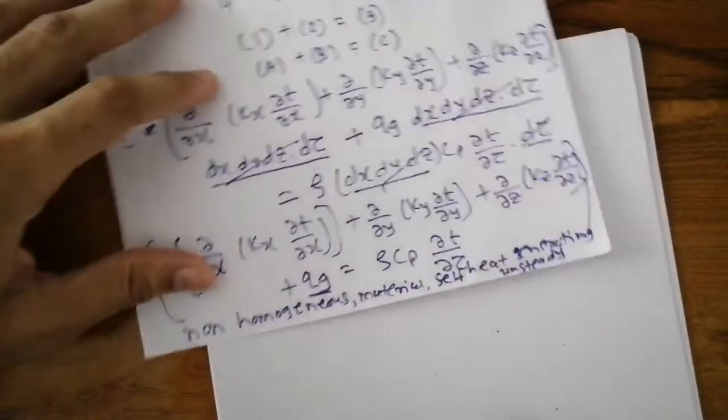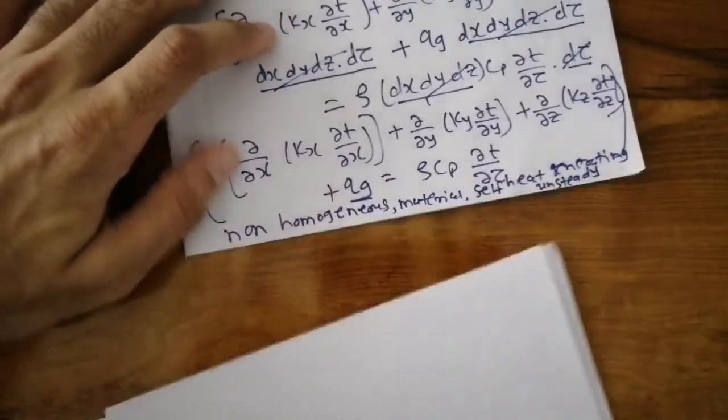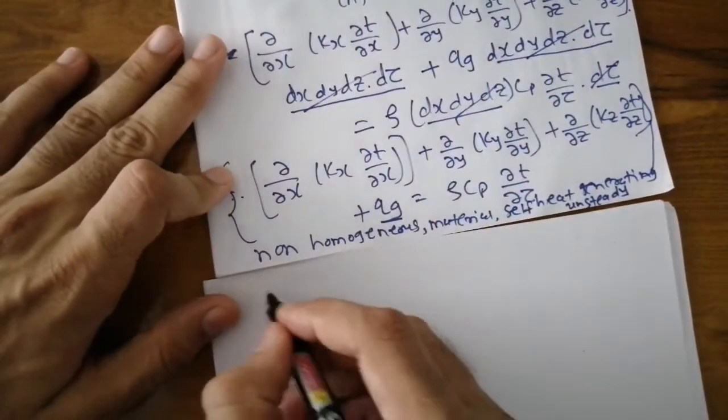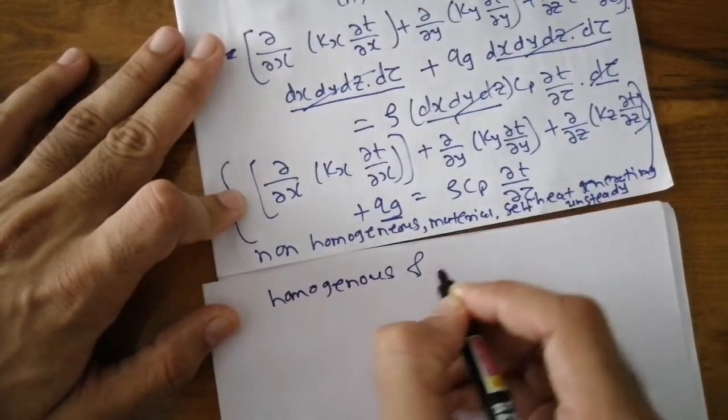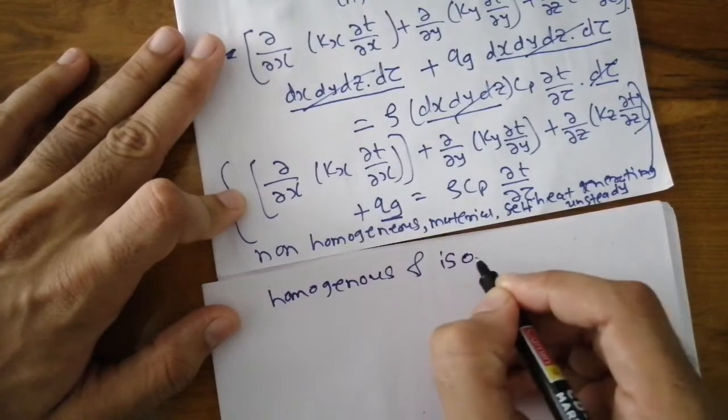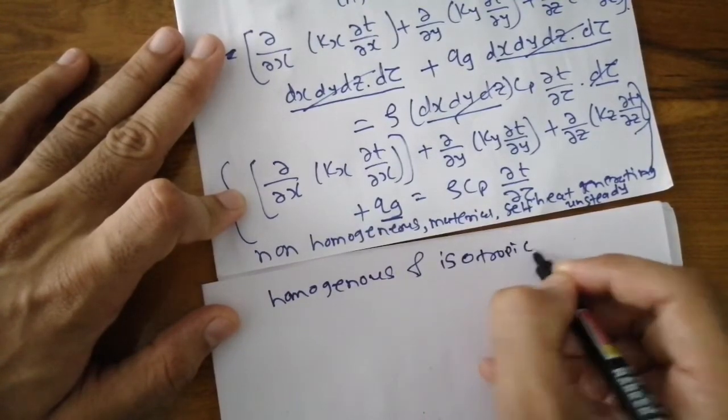Now we are considering homogeneous and isotropic material. Now we are deriving that equation for the homogeneous and isotropic material. So first of all, what is homogeneous material? I will explain what is homogeneous and isotropic material.